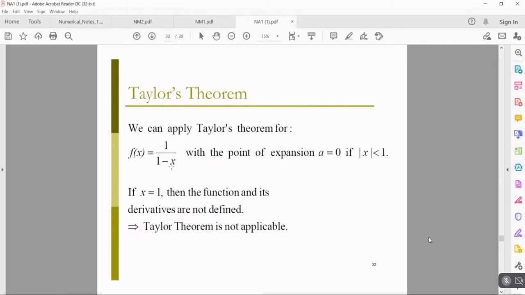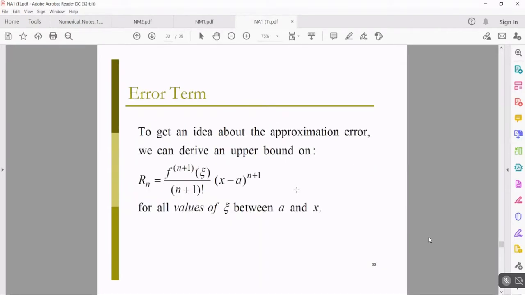Here f(x) equals 1 upon 1 minus x with the point of expansion equal to 0. If we use a equal to 0, it means we are getting the Maclaurin series, and we know that for f(x) equals 1 upon 1 minus x, the domain of convergence is absolute value of x less than 1. So if x equals 1, then the function and its derivative are not defined, and Taylor's theorem is not applicable here.